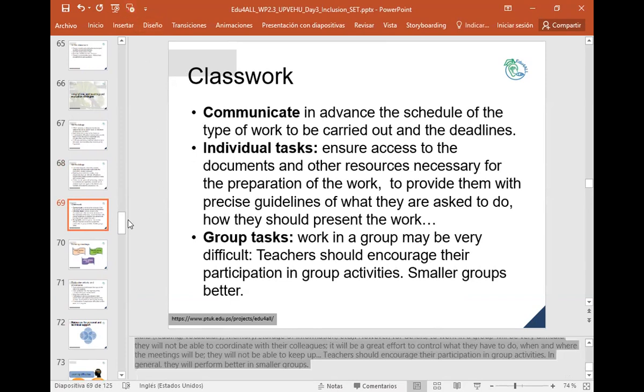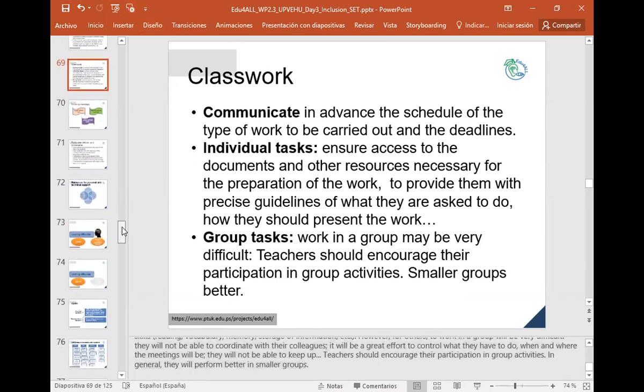For the classwork, communicate well in advance the schedule of the type of work to be carried out and the deadlines, so that they have enough time to organize. In individual tasks, in general they perform better than working in a group. Even so, it will be necessary to ensure access to the documents and other resources necessary for the preparation of the work, to provide them with precise guidelines of what they are asked to do, how they should present the work, etc. They may require more time for the presentation of works, practices, etc.